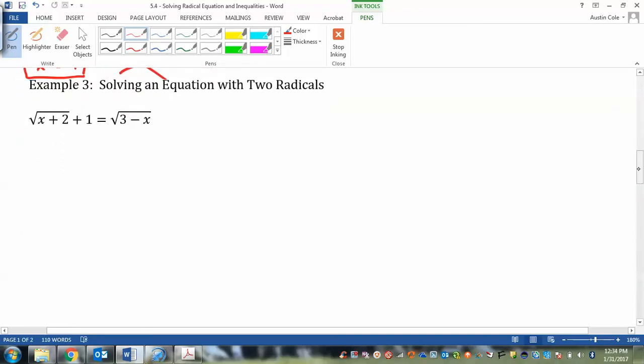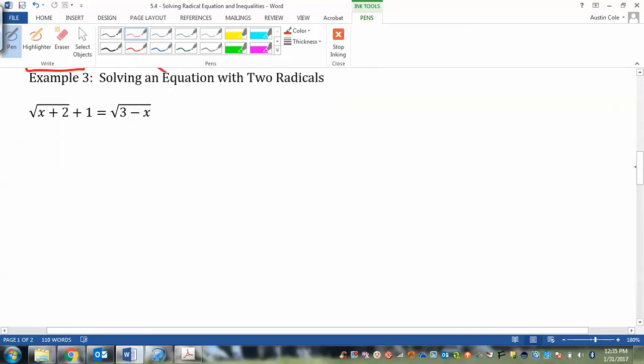Here's where it gets fun. First of all, notice this. I have 2 square root signs, right? 2 separate square root signs. Now, to get rid of this, I can square both sides. But understand this. When I square the right side, I also have to square the entire left side. I can't just square this. I have to square the entire side.